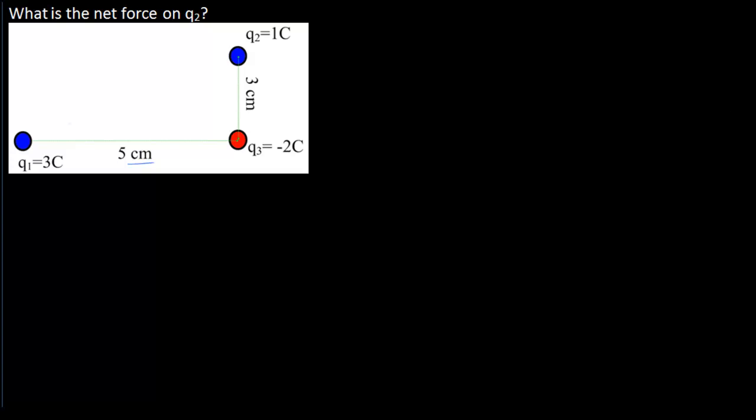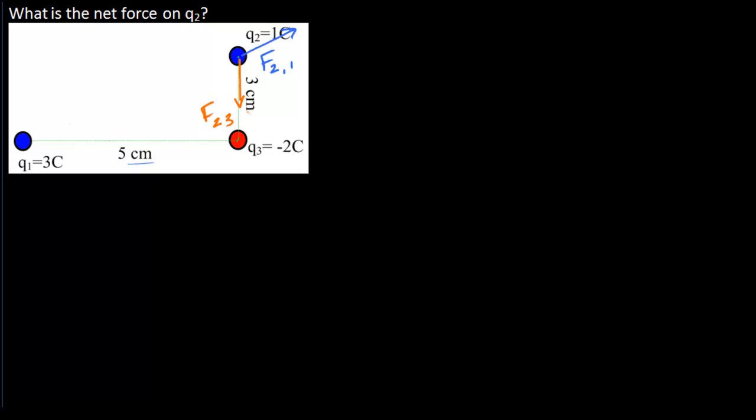And here our charge Q2 is interacting with two other charges. Q2 and Q1 both have the same sign charge, so they're going to feel a repulsive force. So this is the force on 2 due to 1. And Q2 and Q3 have opposite charges. They'll feel an attractive force. So this is going to be the force on 2 due to 3.